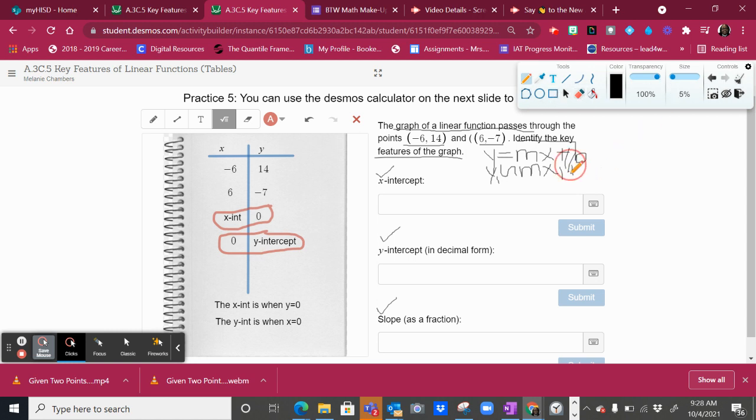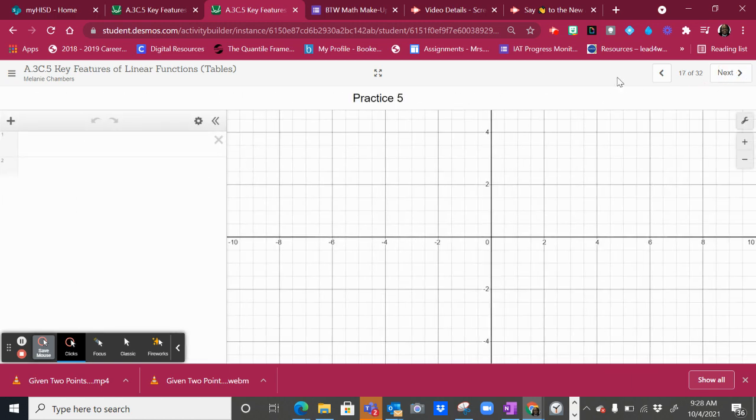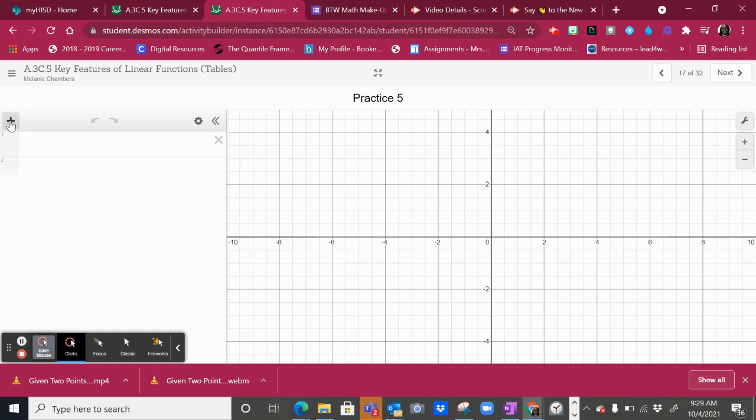I'm having difficulty with my pencil right here. No problem. For b, we don't put a 1 on it. We're just doing y1 tilde mx1 plus b. So let's go to the next page and see how we get this in here. So first we have to remember our points. There was (-6, 14), which we have over here, and (6, -7). So the first step is to click the plus to create a table.